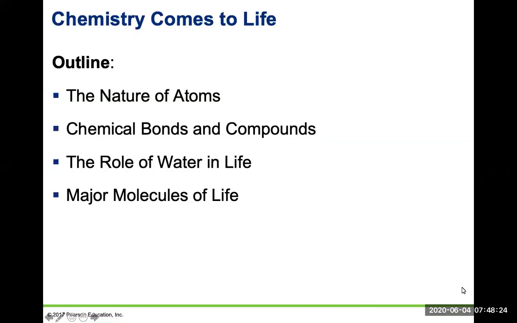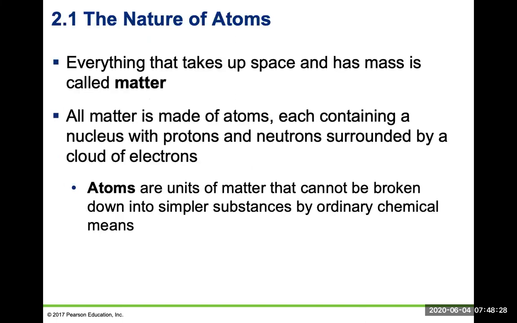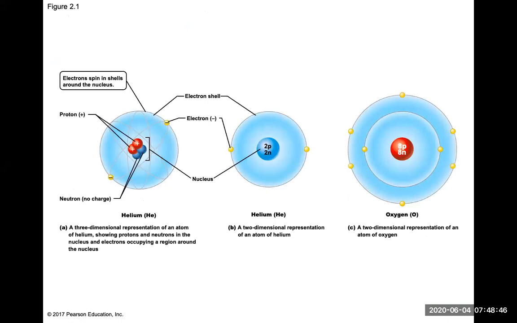Chemistry has a special place in my heart because I majored in chemistry in college. But I'll try to keep this as simple as I can for you guys, and we'll try to keep it moving. First of all, everything that takes up space and has mass is called matter, and all matter is made of atoms, which are units of matter that cannot be broken down into anything simpler by ordinary chemical means.